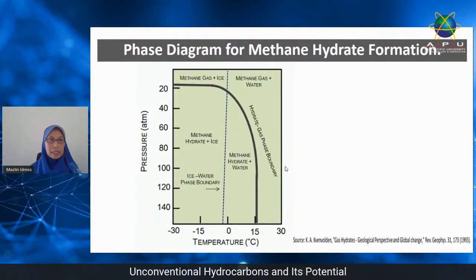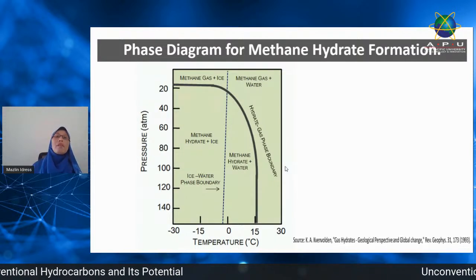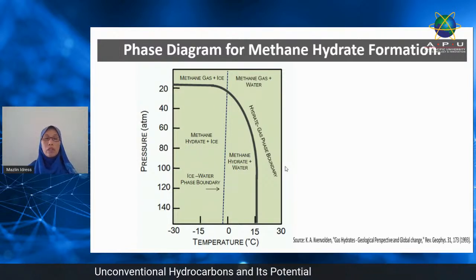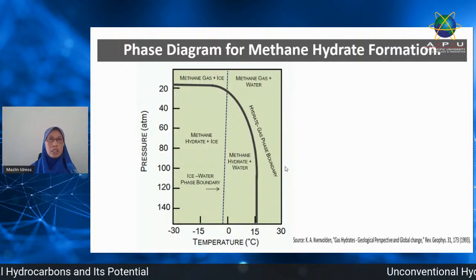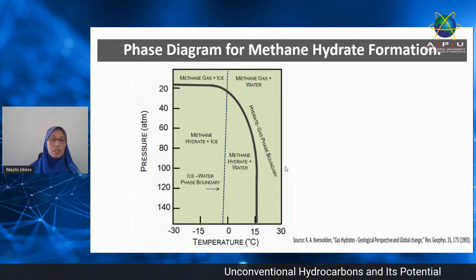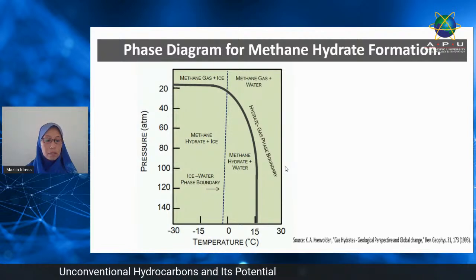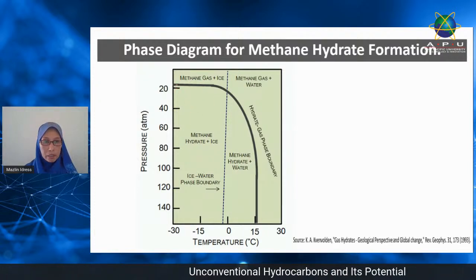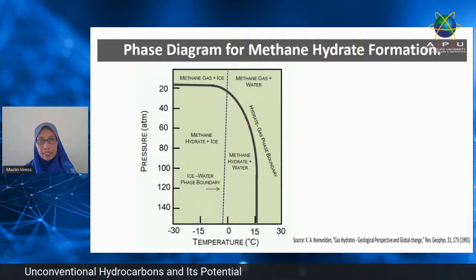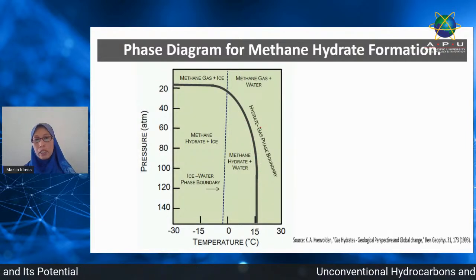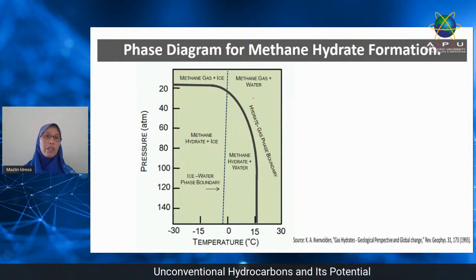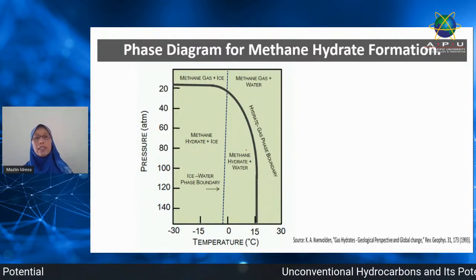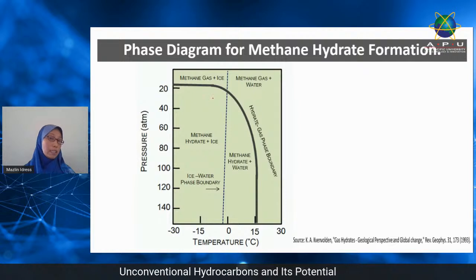This is the phase diagram for methane hydrate formation. As you know, methane hydrates will only form at high pressure and low temperature. Hydrates will only form within this boundary, which is the hydrate gas phase boundary. Outside of the boundary, you can't find any gas hydrate, so you can only find methane gas plus water if the temperature is greater than 0 degrees Celsius, and if it's below 0 degrees Celsius, you can only find methane gas and ice.